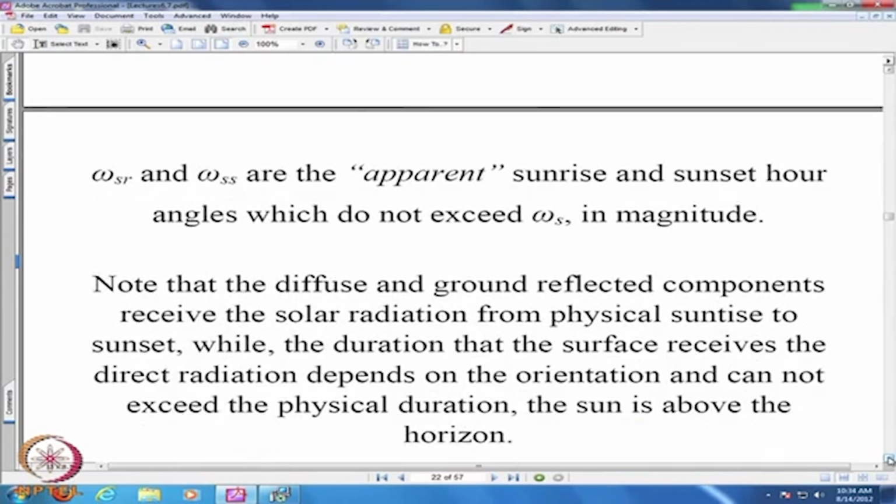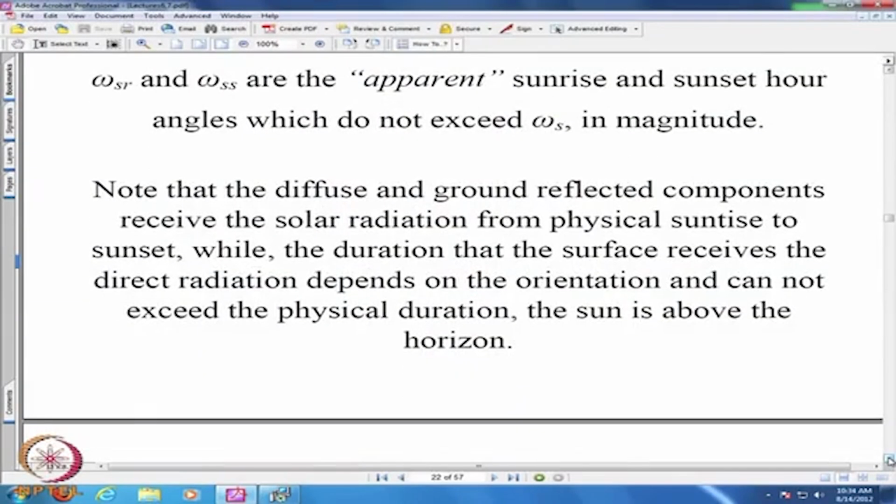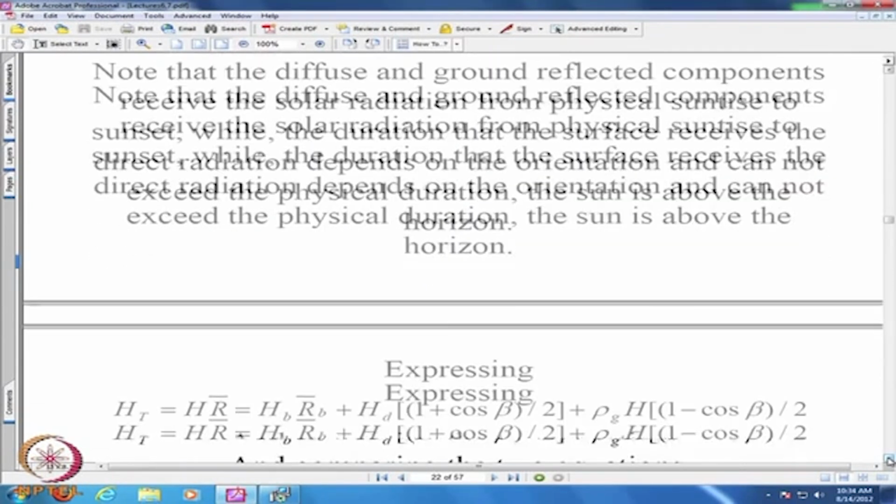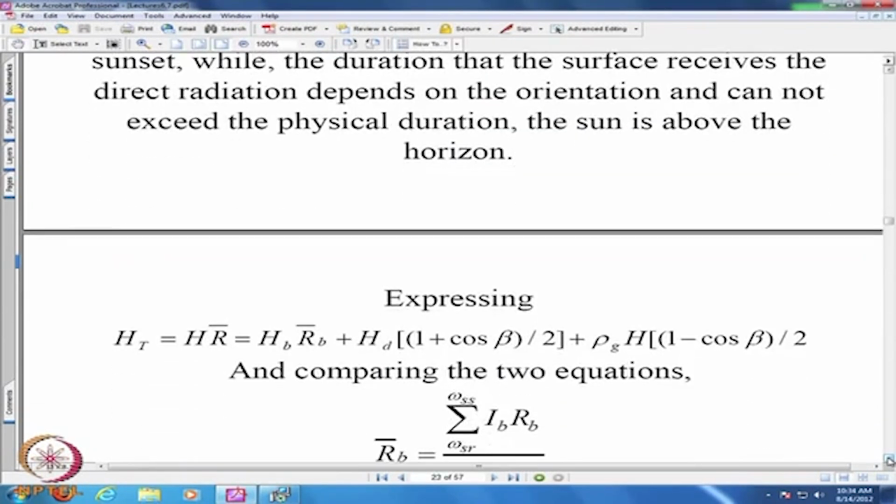So, this already I have emphasized that the diffuse component and the ground reflected component shall be received all the while, whereas the direct radiation will be received depending upon the orientation of the surface, a part of the sunshine duration or at most equal to the sunshine duration. Again, expressing it as a single factor R bar, you can write HT as comprising of the HB, RB bar, HD.